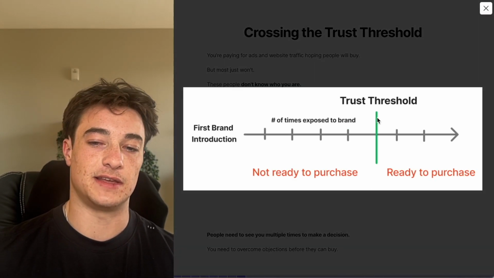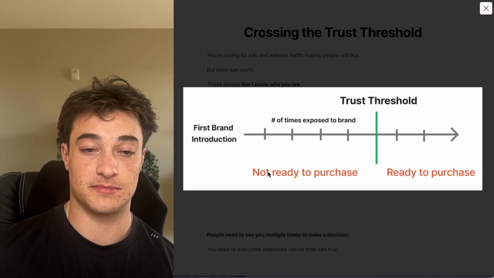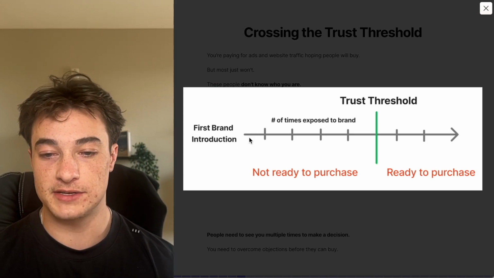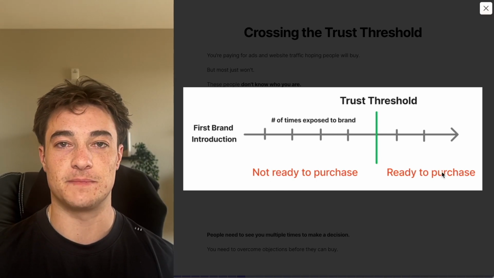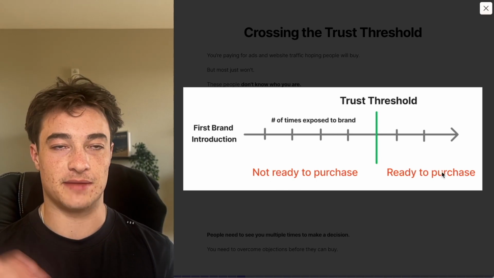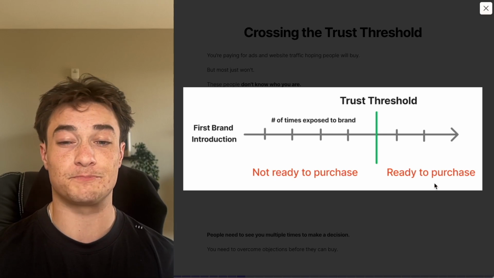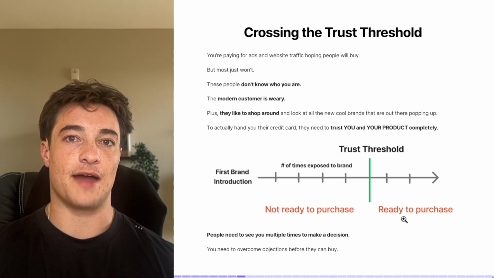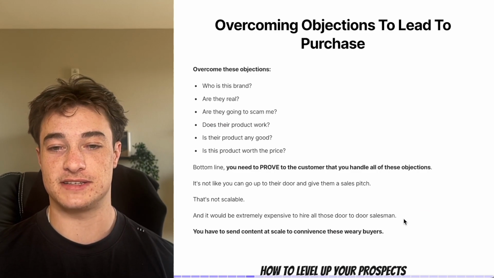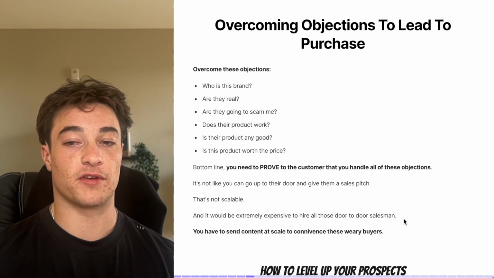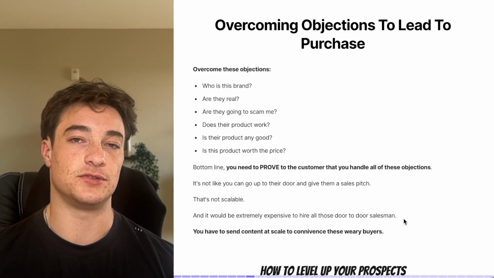So you can see this is the trust threshold, and it's a very simple graph here. First brand introduction, number of times exposed to a brand, not ready to purchase, ready to purchase. If people see you multiple times, then they just inherently are going to trust you. Then it becomes a question: how do you get people to see you multiple times? Which we will address in a second. First, we're going to talk about overcoming objections to lead to a purchase.